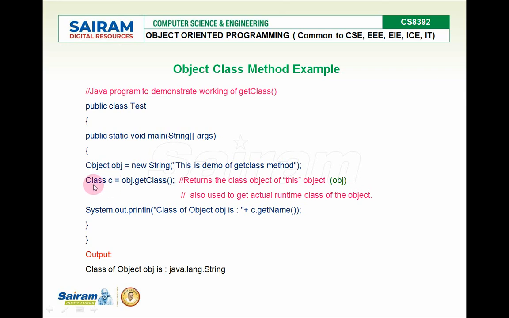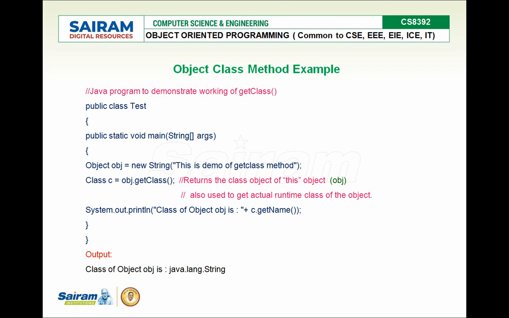Thereafter I'm creating a class object for accessing the name of the class. So class object C is referring to obj and calling obj.getClass, which means object has a method called getClass, which returns the name of the class of the current object. The current object is obj, the class name has been fetched by using this getClass function, and that is referred to by the class object C, right?